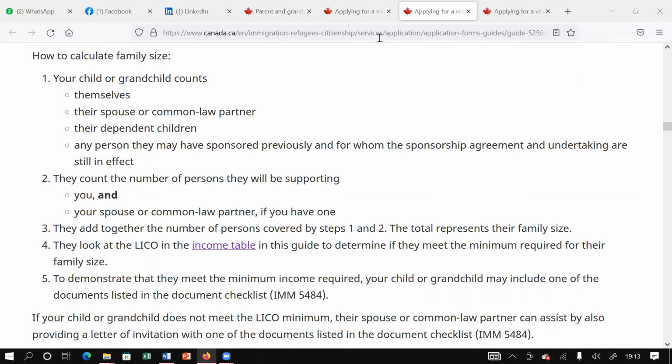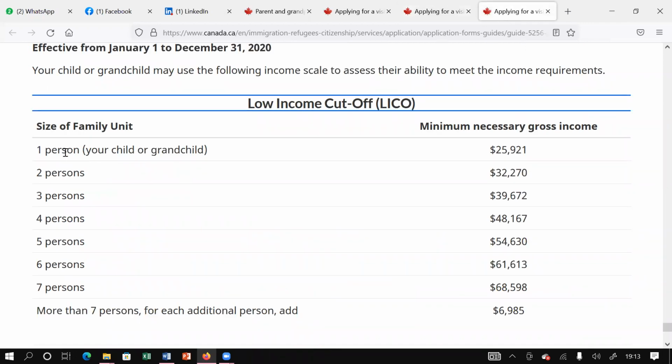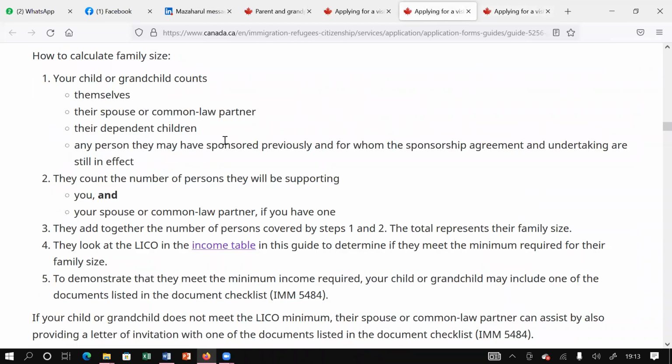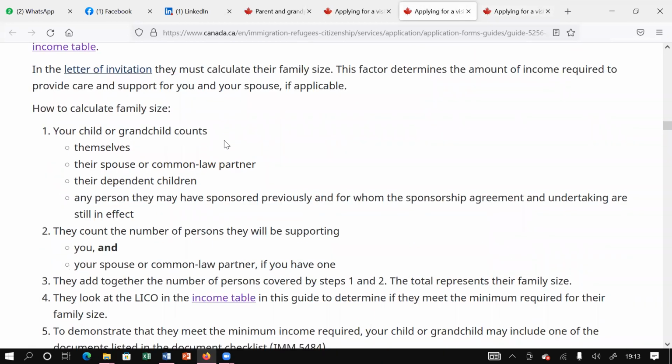Okay. So let me give you an example. Say you are 3 persons, you, your wife, and your child. So there are 3 persons, and you are going to sponsor your father and mother. So 4 and 5. So you need to earn a minimum of 54,000 Canadian dollars. You have to show this income when applying for the super visa.